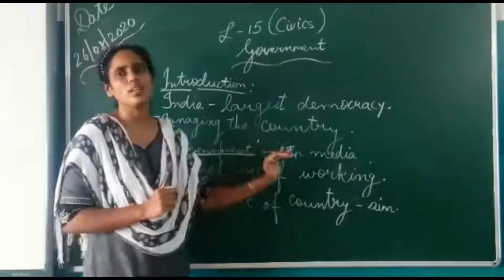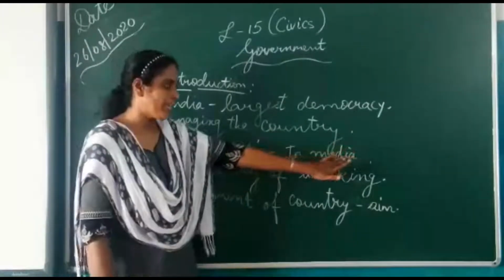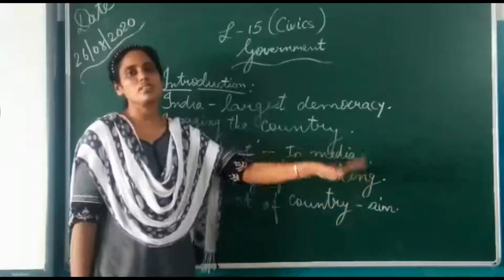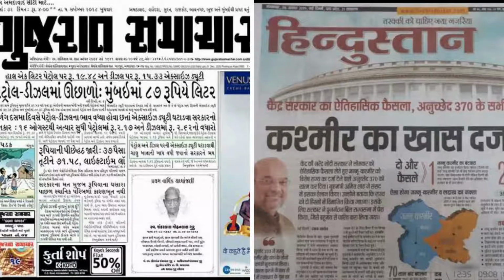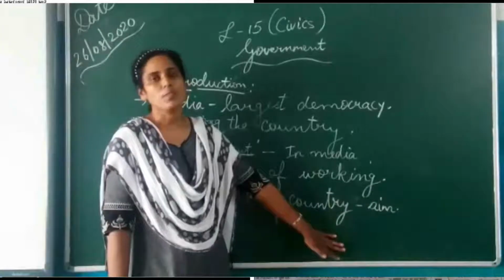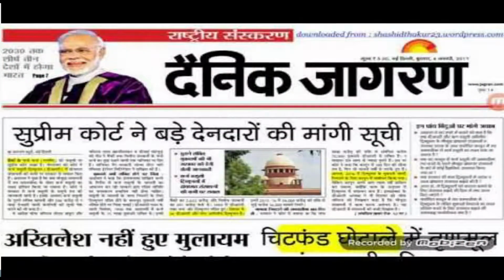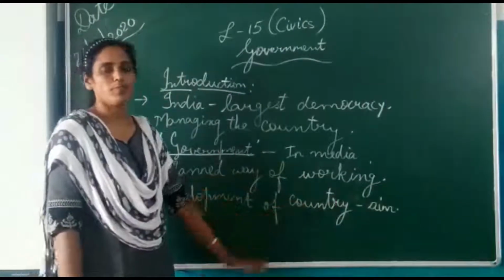Now you see this word continuously in the media. Media means TV, newspapers, magazines and all. In all these media, you can see the word government again and again. So always a government works for the development of a country. So for the development of India, the government of India has the main aim of taking decisions in favor of the people.